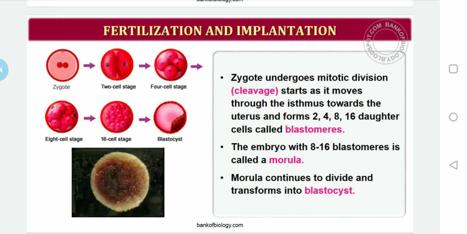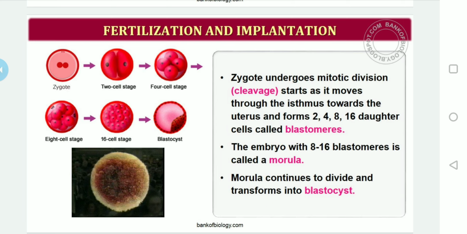Let us discuss the step-by-step mechanism one by one. Here I will tell you the left side, you just observe how the process is going on. In the beginning stage is the formation of the zygote. Then the cells start dividing, which is the 2-cell stage. Then it gets converted to the 4-cell stage.